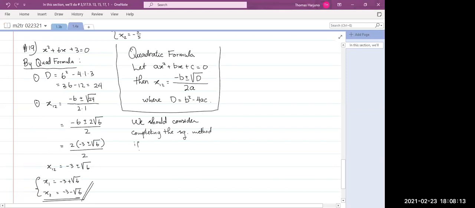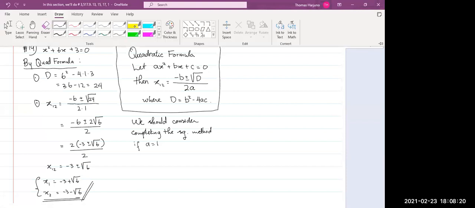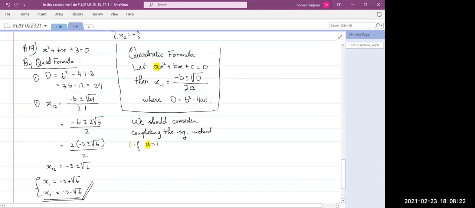If the leading coefficient is 1, this guy here, leading coefficient is 1, and the b is an even number. Now, it turns out when you have a quadratic equation with leading coefficient 1 and coefficient of x is even, it will be easier to use completing the square, easier and faster.